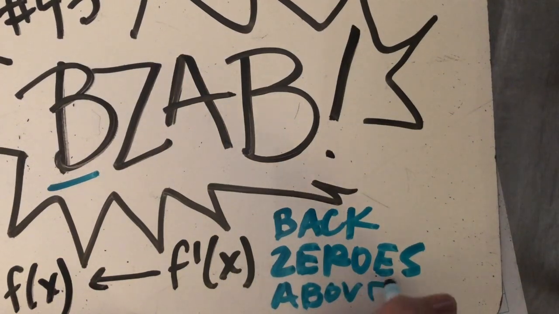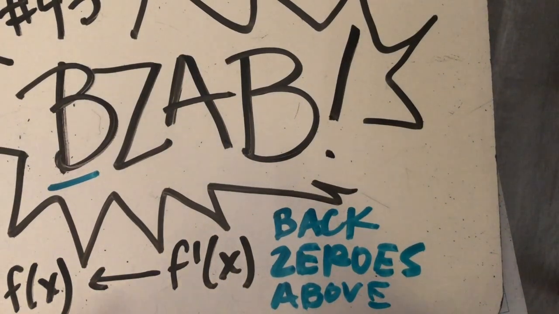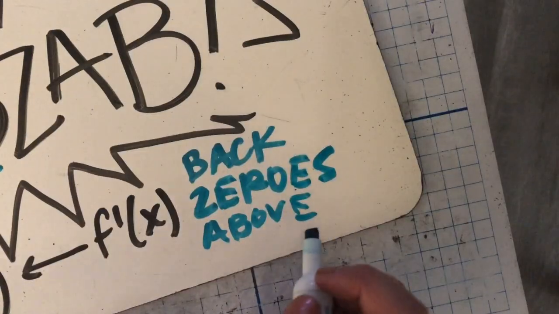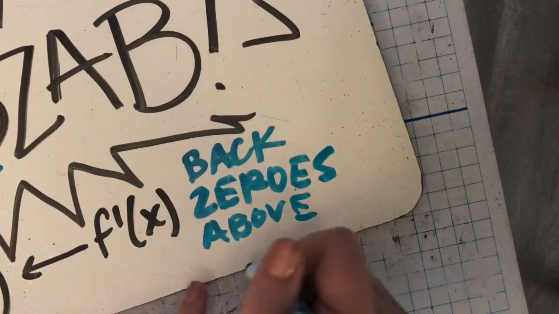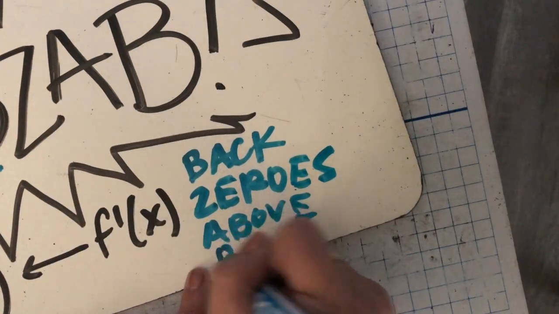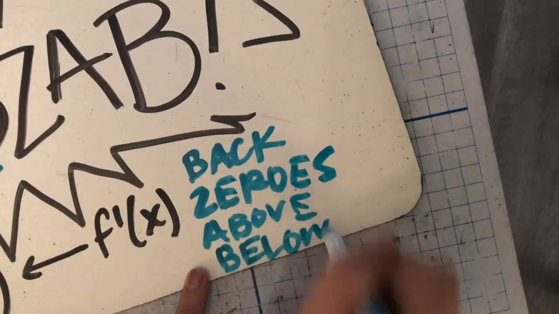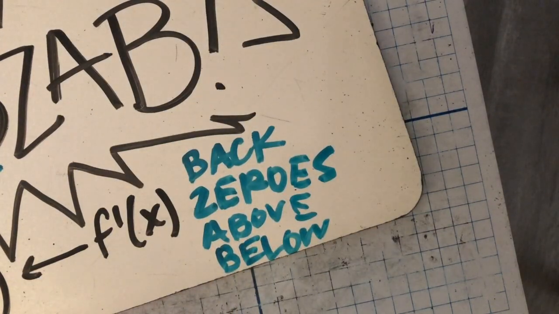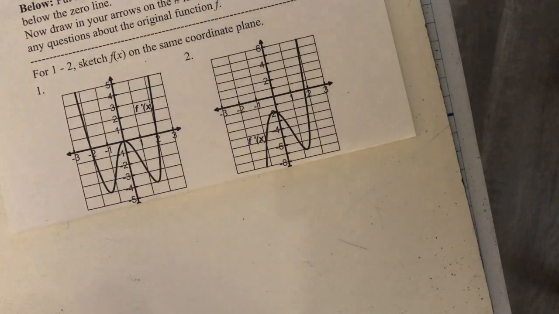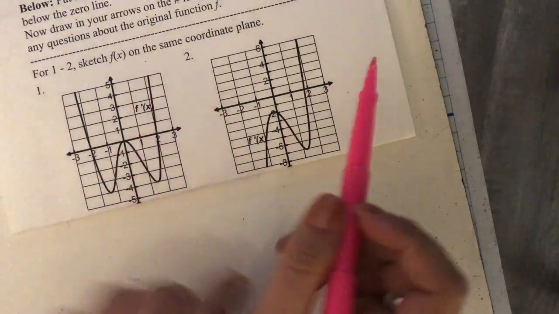Okay, so this is very similar to what we were talking about the last time I saw you guys when we were matching those graphs in small groups, you know, remember that really fun game? So this is very similar. So BZAB just kind of helps you to remember that process. So I'm going to show you how to use it. Here we go. All right, so number one, sketch f of x on the same coordinate plane.